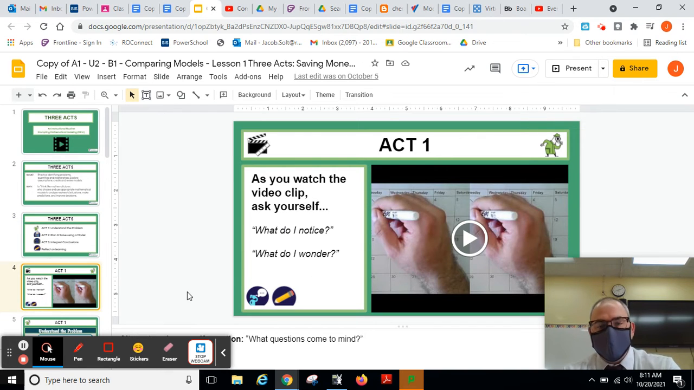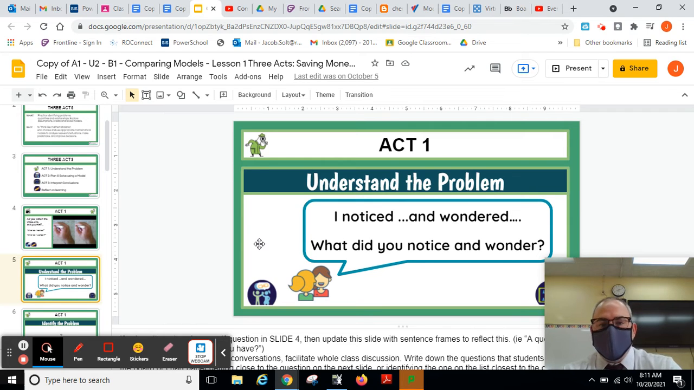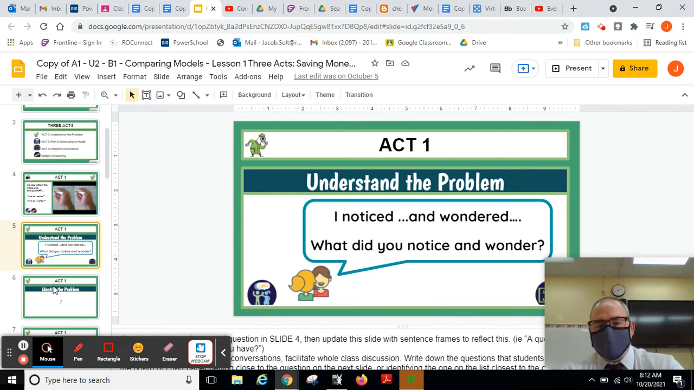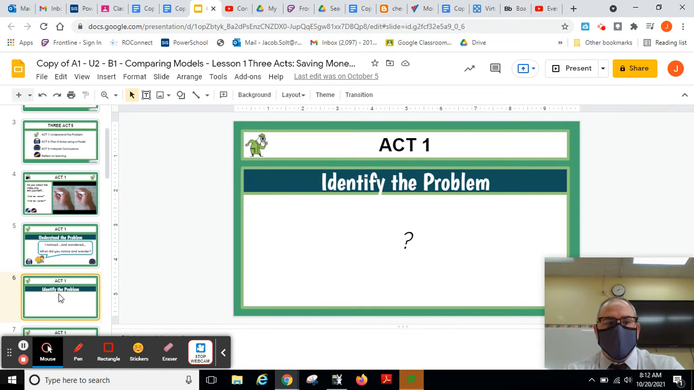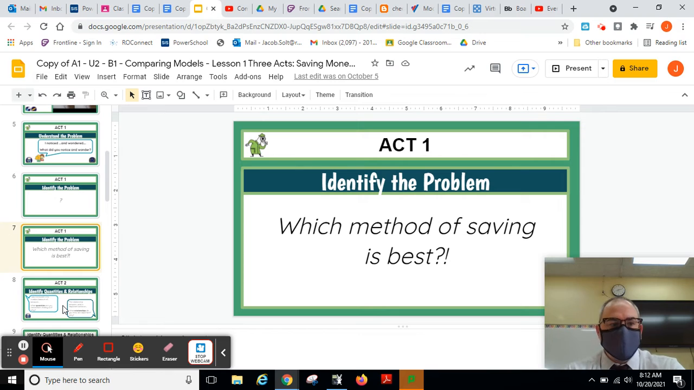All right. So we already did the first part. When we did the what do you notice, what do you wonder, we're identifying what the problem is, right? We noticed that the guy wants to buy an iPhone. We wondered which method of savings will get him his iPhone fastest. We might wonder how long it will take each method of saving, right? So what is the problem? The problem is which method of saving is best. That's the big question here.